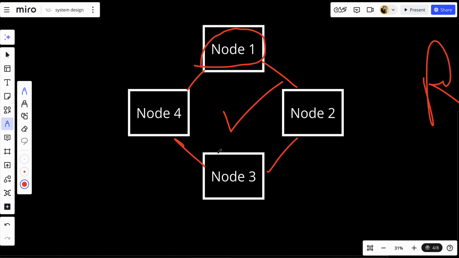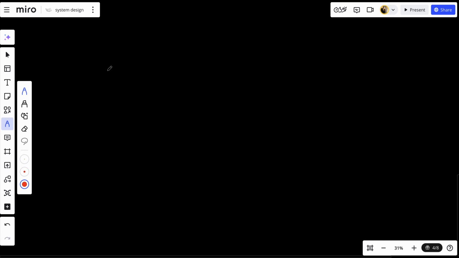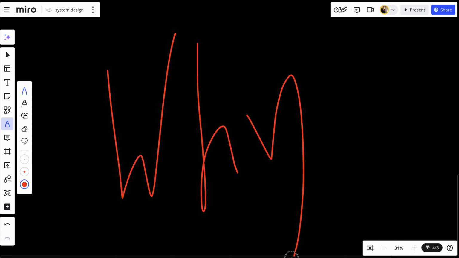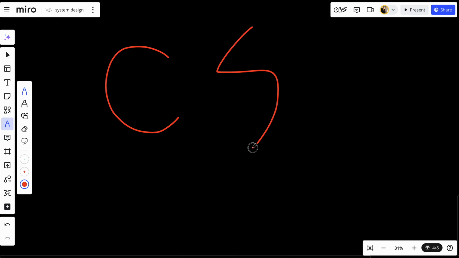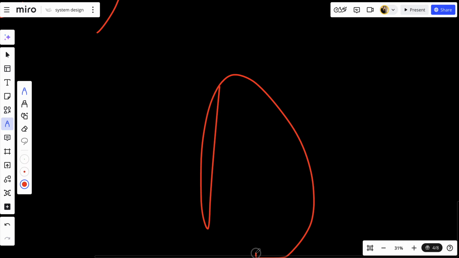So Raft is designed to be simpler to understand and implement compared to Paxos. It breaks down the consensus problem into smaller sub-problems, making it easier to reason about and use in distributed systems. Now let's answer the question of why consensus algorithms are important. Consensus algorithms are essential for maintaining a consistent state in a distributed system.